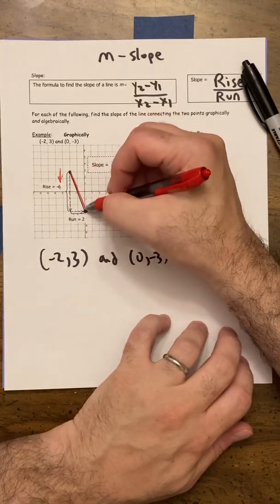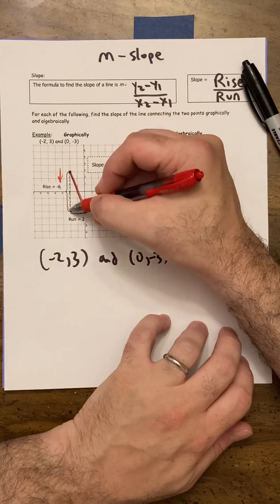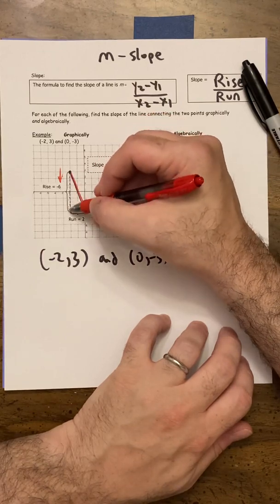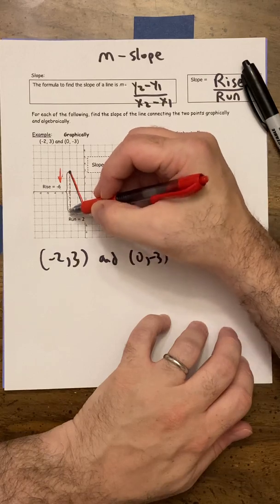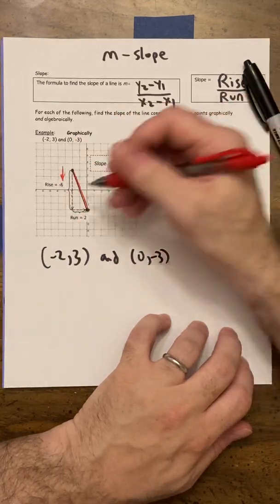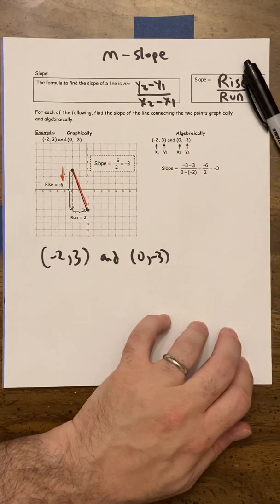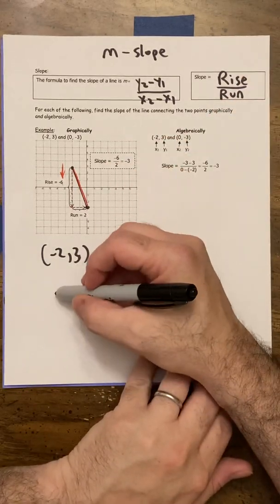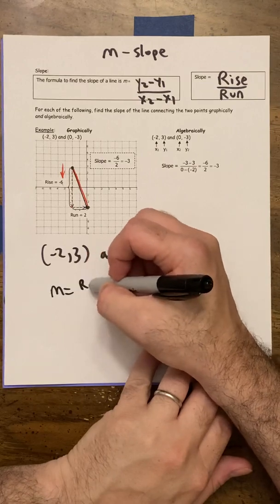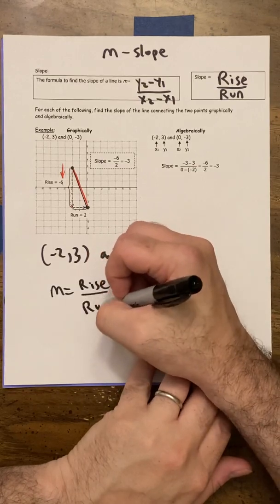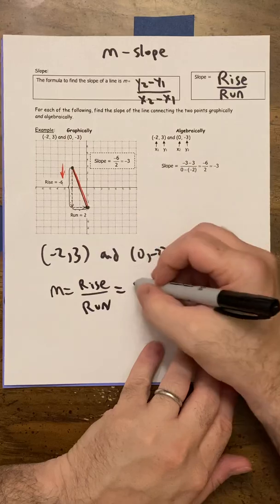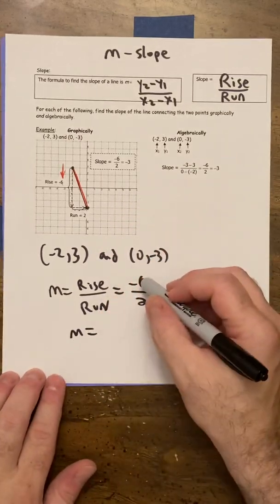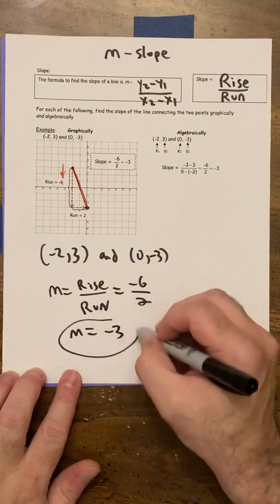So literally, you're going to go along your graph vertically and then horizontally. Since we have to go down, we're going to do a -6, and then we're going to run to the right. Moving to the right is a positive. We run +2. If we're going to do the slope using the graph, we do slope equals rise over run. And rise was -6 over +2. And we get a slope of, this reduces to -3.